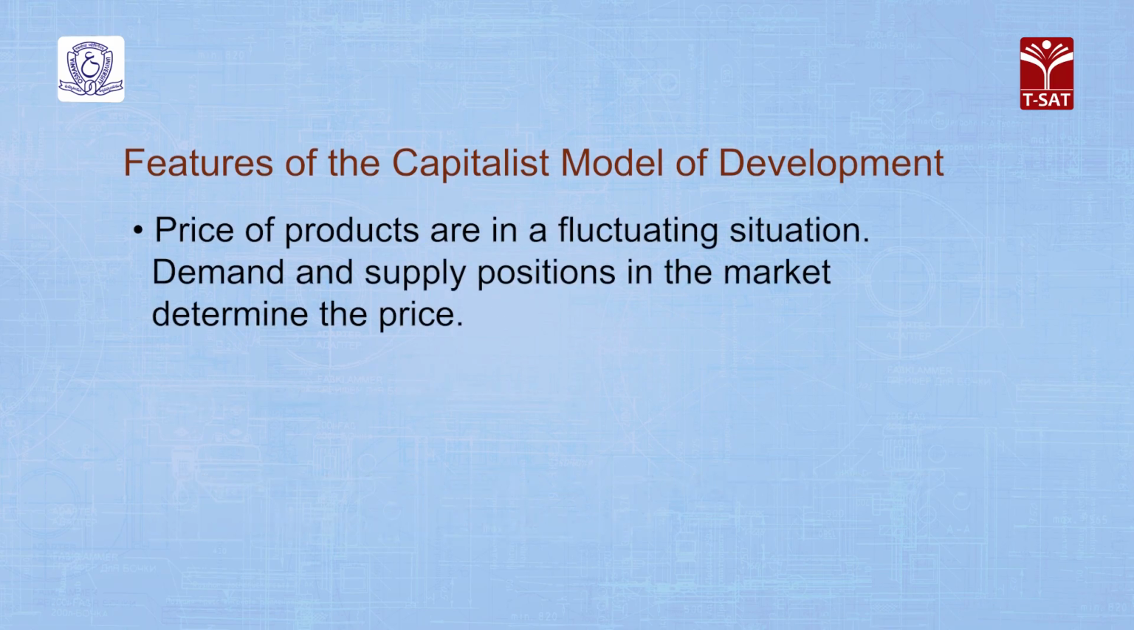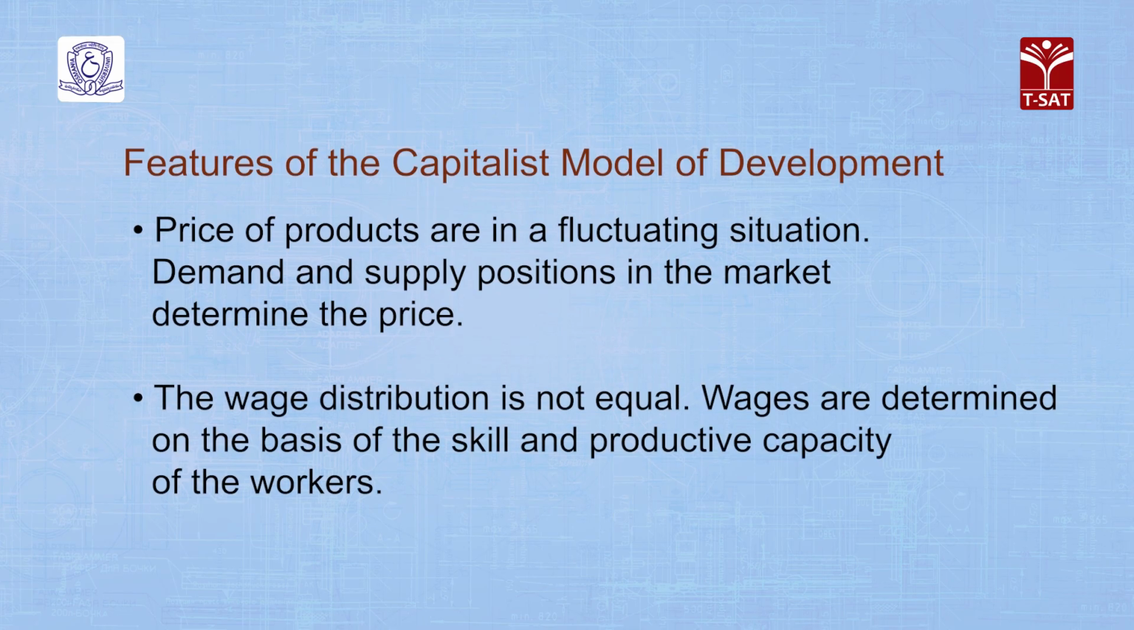Under the capitalist model of development, the prices of products are in a fluctuating situation. Demand and supply positions in the market determine the price. Apart from these features, in the capitalist model of development, the wage distribution is not equal. Wages are determined on the basis of the skill and productive capacity of the workers.